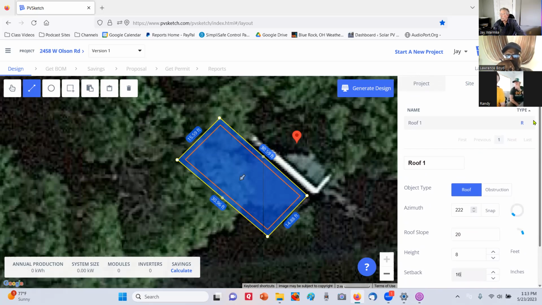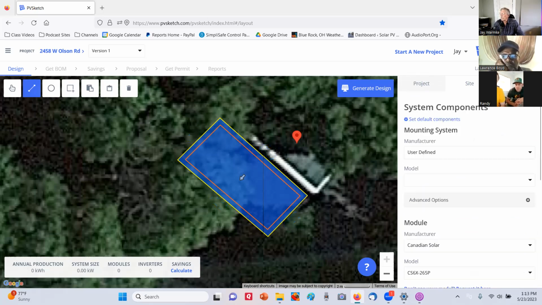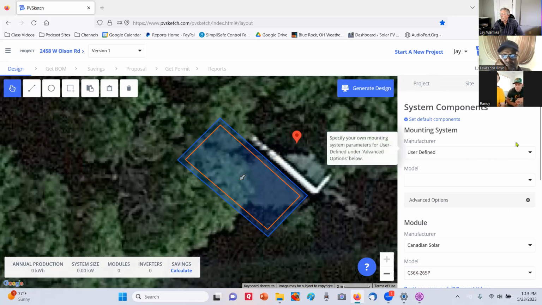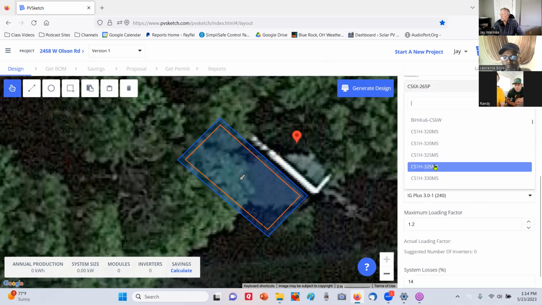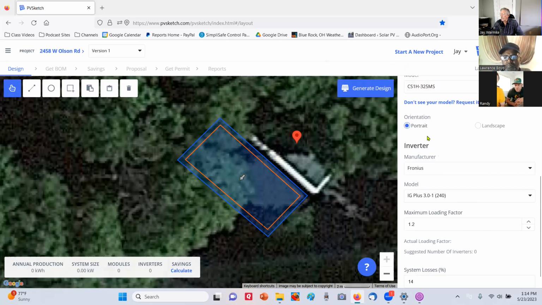I'm going to make note of the fact that it is a 222 azimuth, because when we go into PVWatts, we're going to need to know that. Okay, so then we're going to need to pick some equipment before I can generate this. The manufacturer of the mounting system isn't all that important. The module, you can pick a random module. It's better if you know what module you're going to be dealing with. So I'll just pick a Canadian Solar 325.